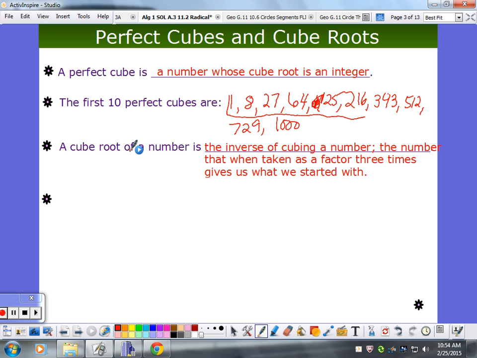Cube root of 8. What number do you multiply 3 times to get to 8? 2. And there's where this list helps, right? Because that's 1 cubed, 2 cubed. These are the cube roots right here. What's the cube root of 8? 2. So if you have this list, until it becomes something in your memory, you can get there.